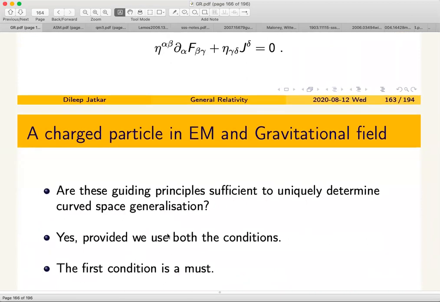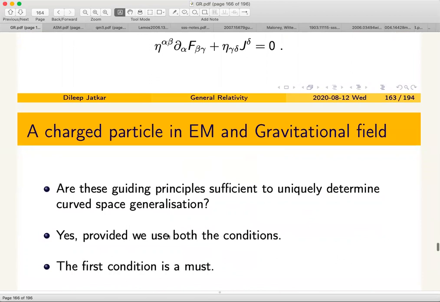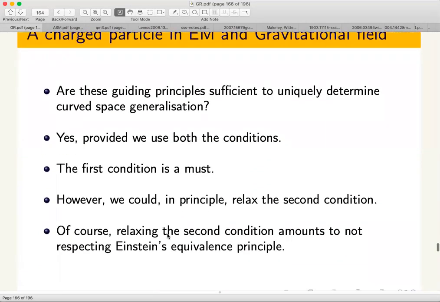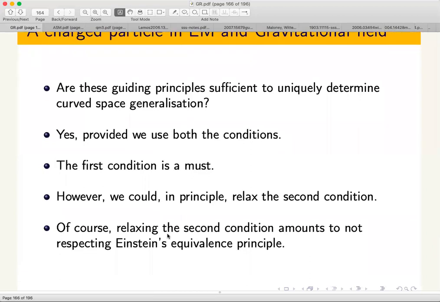So the question would be: are these guiding principles sufficient to uniquely determine the curved space generalization? And the answer is yes, provided we use both the conditions. Of course, this is a loaded statement, in the sense that you may not want to use both the conditions, and in that case, of course, the extension to curved space is not unique.